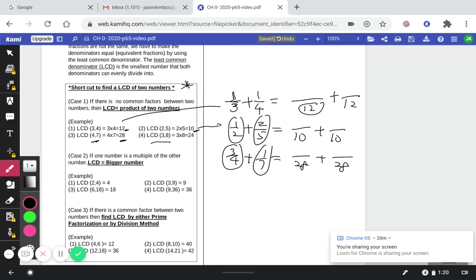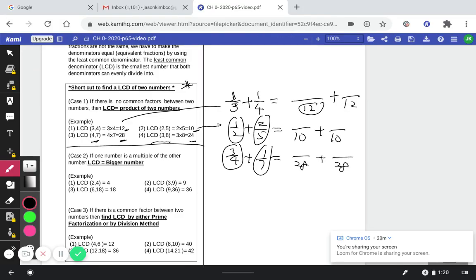When you need to find the LCD of 3 and 8, it is 24. So finding the LCD when there are no common factors is the most simple one. You just multiply the two numbers, and that becomes your LCD. That becomes the denominator that you want to convert each one to as an equivalent fraction.